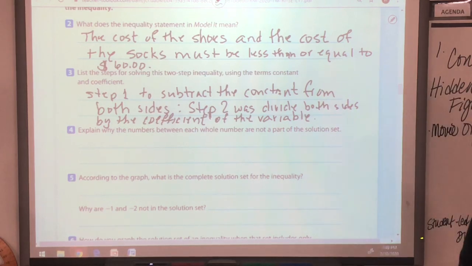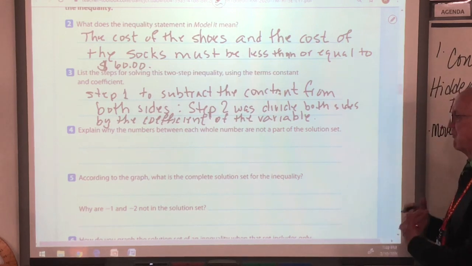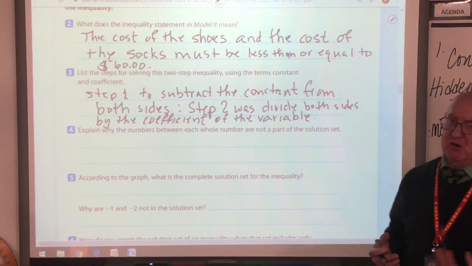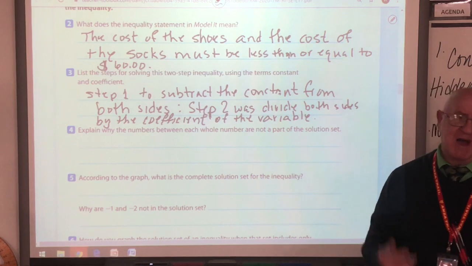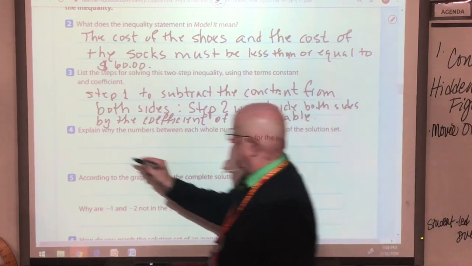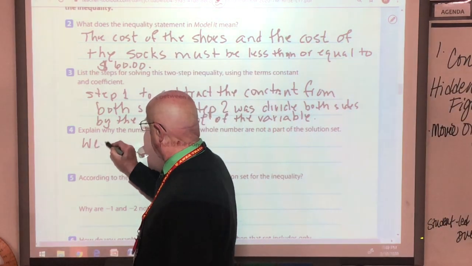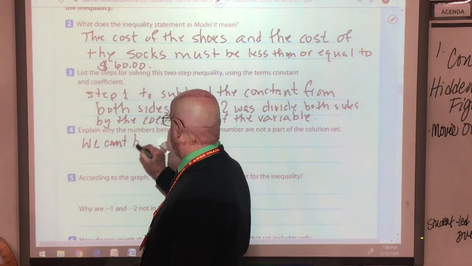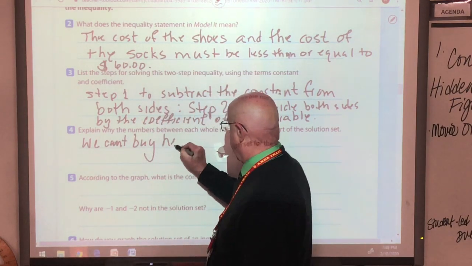All right. And the next question says, explain why the numbers between each whole number are not a part of the solution set. That's simply because you can't buy a half a pair of socks. So we can't buy half pairs of socks.